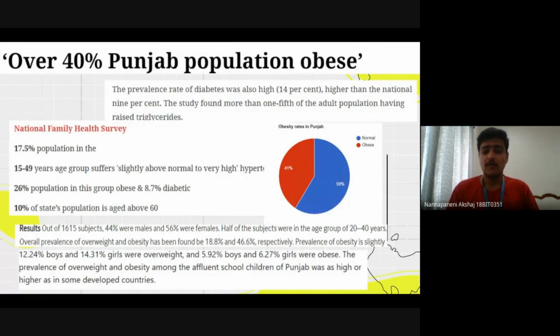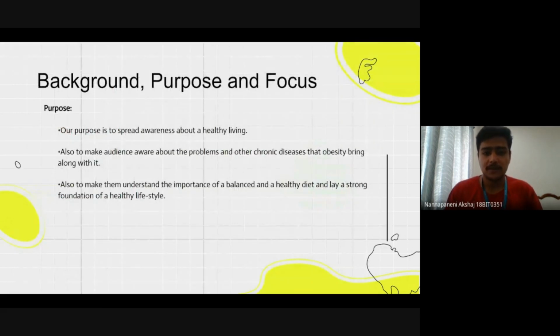The prevalence of overweight and obesity among the affluent school-going children in Punjab is higher than in many of the developed countries. And according to a survey conducted by the National Family Health Survey, in the age group of 15 to 49, 17.5% of the population has been seen to have slightly above normal hypertension, which is a side effect of obesity, and 26% of the population has been seen to be obese and 8.7% diabetic. So let's move on to the purpose.